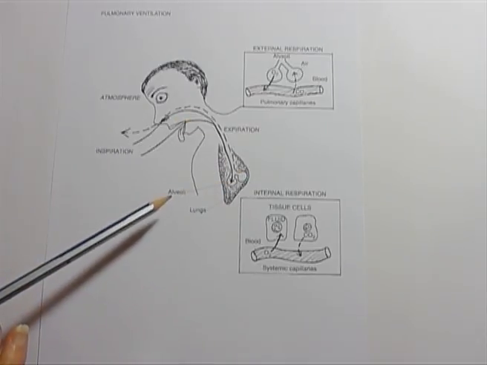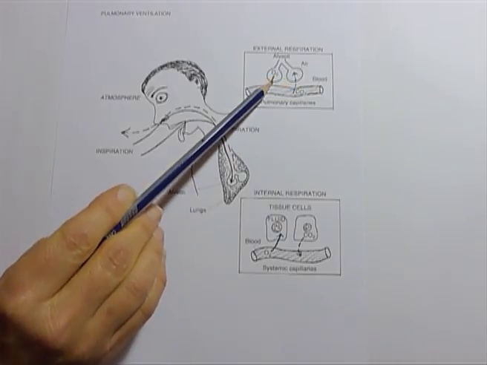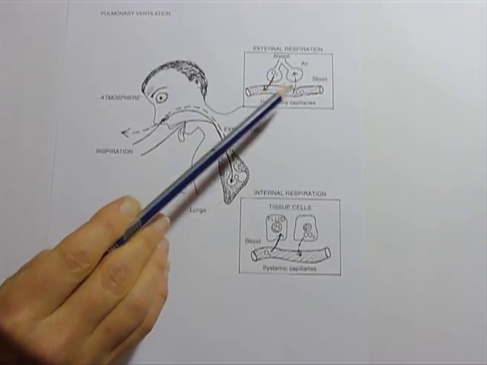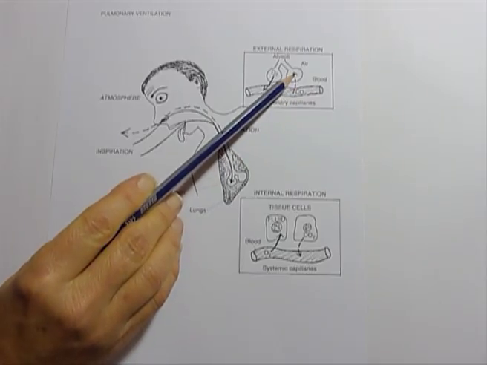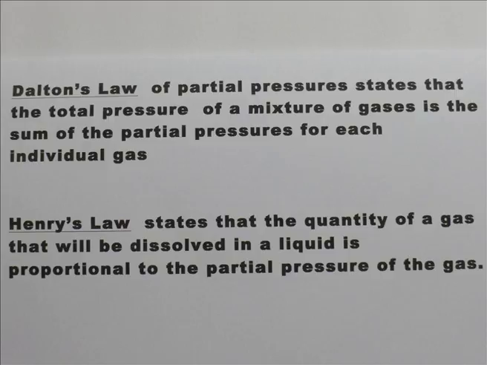Within the alveoli, it's the differences in pressure that cause the oxygen to diffuse into the pulmonary capillaries and carbon dioxide to diffuse out of the capillaries. Dalton's law explains that each gas exerts its own pressure, known as partial pressure, irrespective of the other gases present, while Henry's law states that the quantity of a gas that will be dissolved in a liquid is proportional to the partial pressure of the gas.